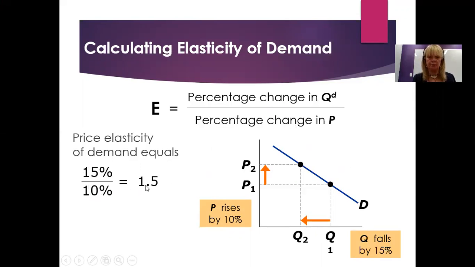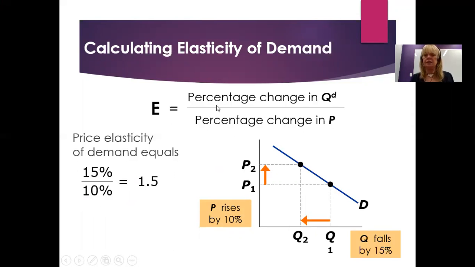Easy schmeezy. A few things to notice about this. First of all, this formula calls for percentage change in quantity divided by percentage change in price. So we don't have to convert these to decimals or anything. You can just put 15 divided by 10 and come up with 1.5. That's all well and good.